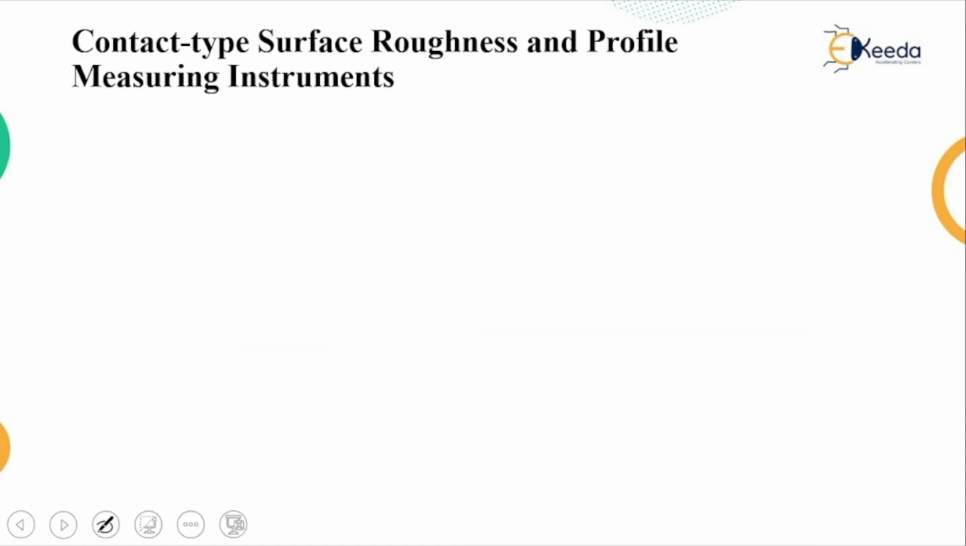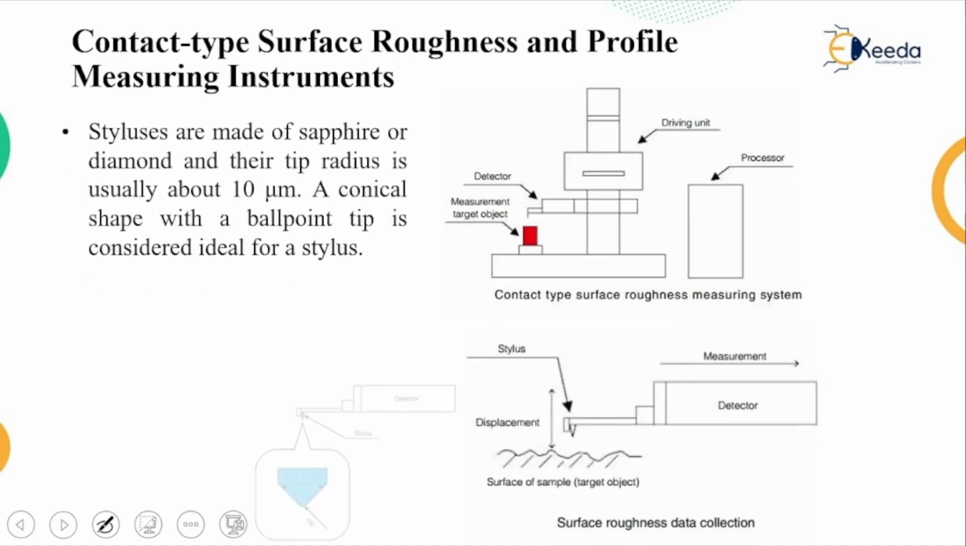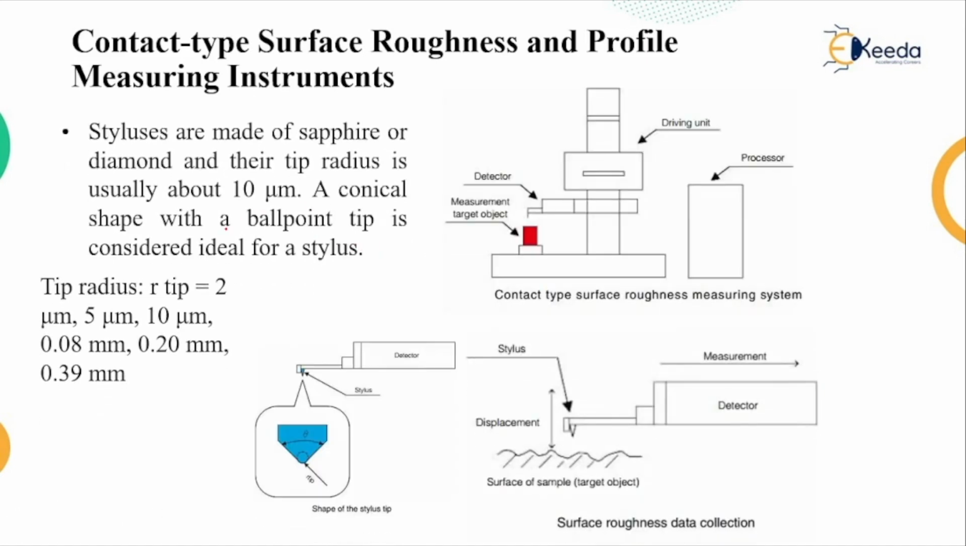So we have different types of surface roughness stylus radius. You can see here the tip radius: 2 micron, 5 micron, 10 micron, 0.08 mm, that is 80 micron, 200 micron, 390 micron. These are all the tip radii depending upon the application. These styluses are made of sapphire or diamond, and their tip radius is usually about 10 micron. A conical shape with a ballpoint tip is considered ideal for this stylus. So remember the conical shape.